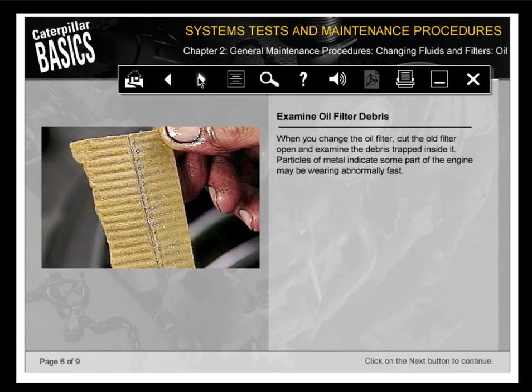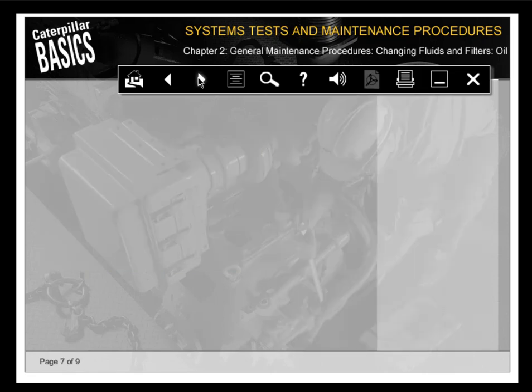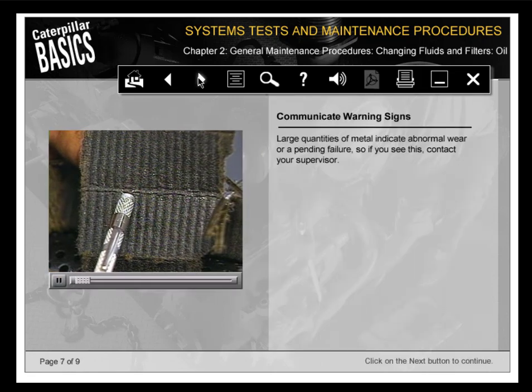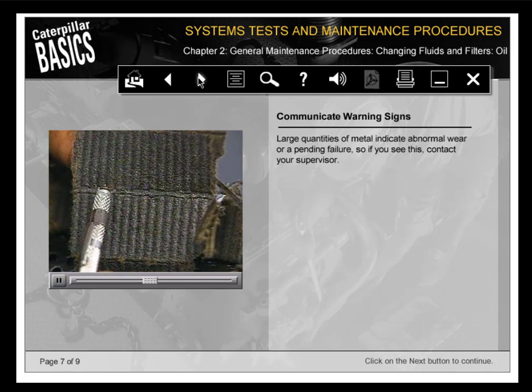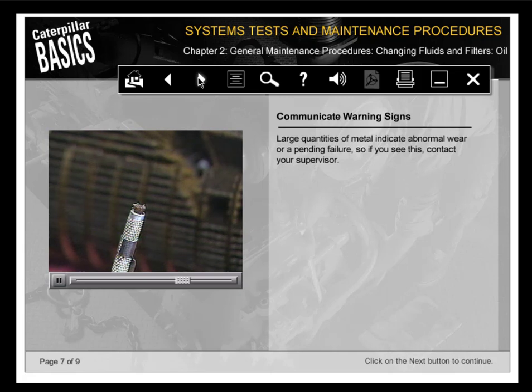When you change the oil filter, cut the old filter open and examine the debris trapped inside it. Particles of metal indicate some part of the engine may be wearing abnormally fast. Large quantities of metal indicate abnormal wear or a pending failure. So if you see this, contact your supervisor.